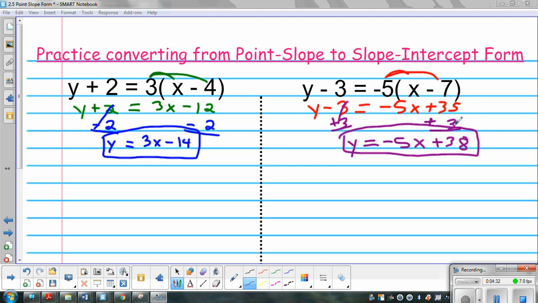And when I come over here to do it on the other side, it must be underneath its like term. I cannot add a 3 with a negative 5x. So once I combine negative 3 plus 3 is 0, I just have my y equals negative 5x plus 38. Once you have those two examples down and they are accurate, go ahead and move on to the next page.